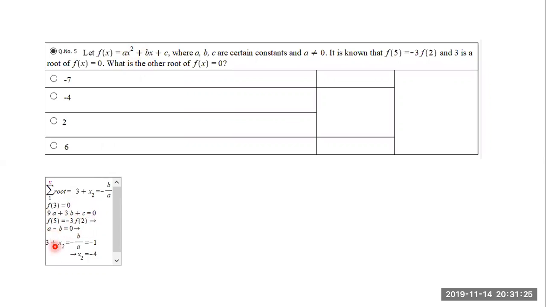Therefore, 3 plus x2 is equal to minus b by a, which is the first relation. So, because a minus b is equal to 0 means a is equal to b. So, a is equal to b, if you substitute, minus 1. Therefore, x2 is equal to minus 1 minus 3, which is minus 4. Therefore, can you tell me what is the answer? Minus 4. Very good. Right?